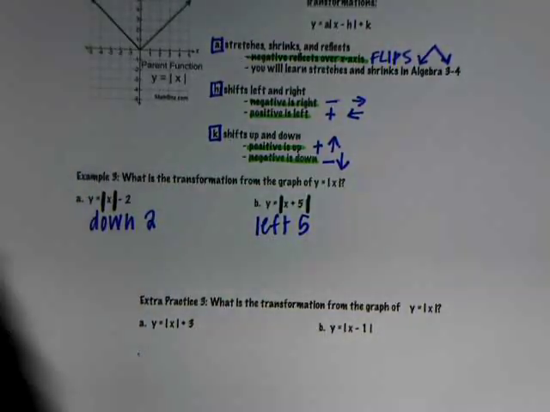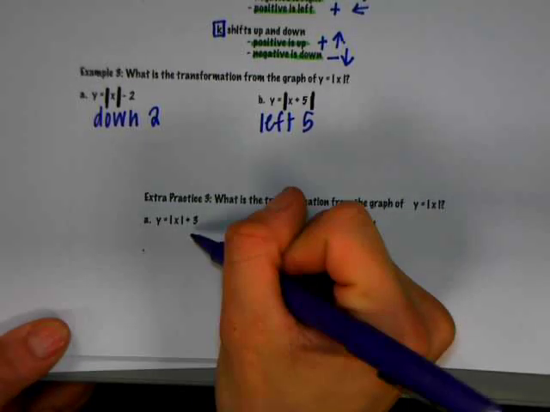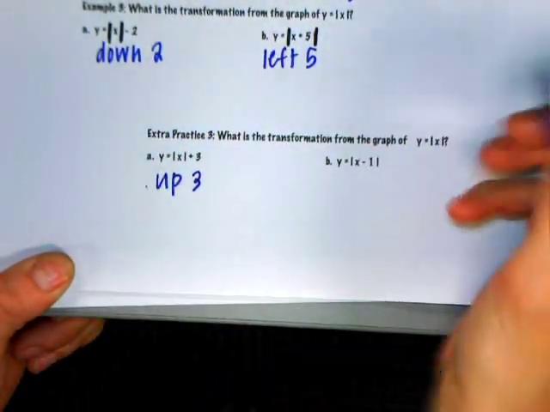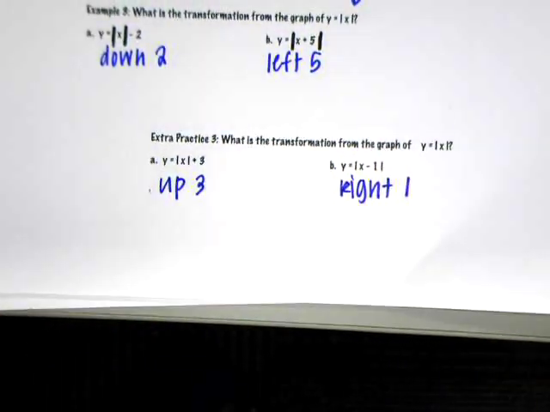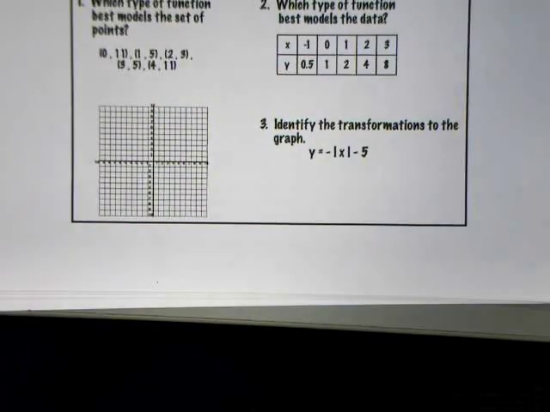Okay, what are the movements for, guys? What are the movements for A? Up 3 and right 1. Yes. Right 1. Okay, good. So now we're in a graph.